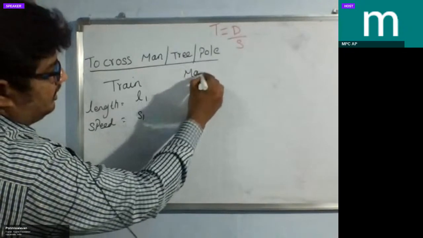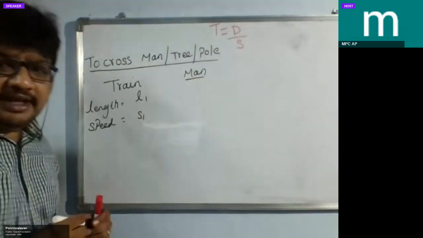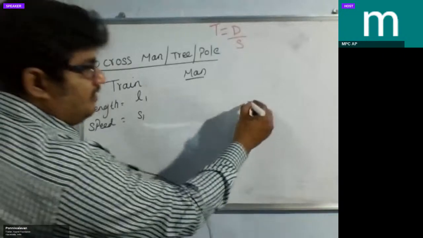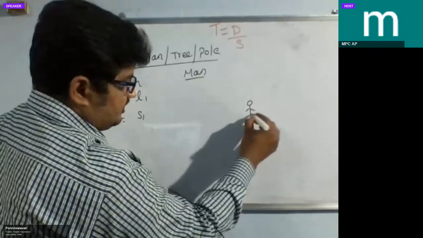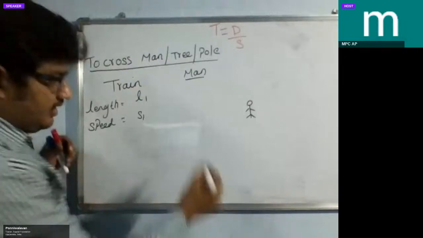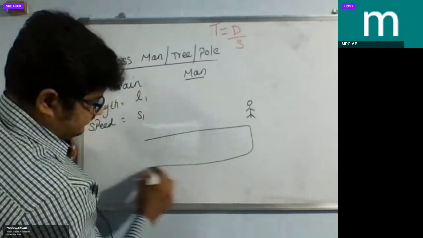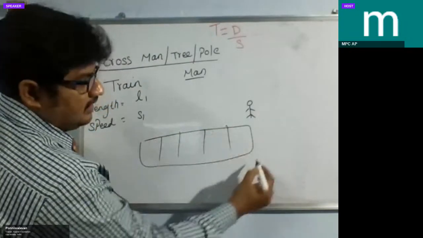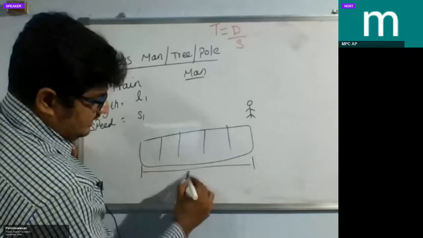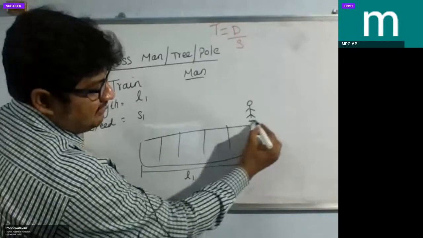Consider a man. The man will be standing like this, and the train will be like this. If the train has a length, there is a logic. The man has a length, there is a logic.